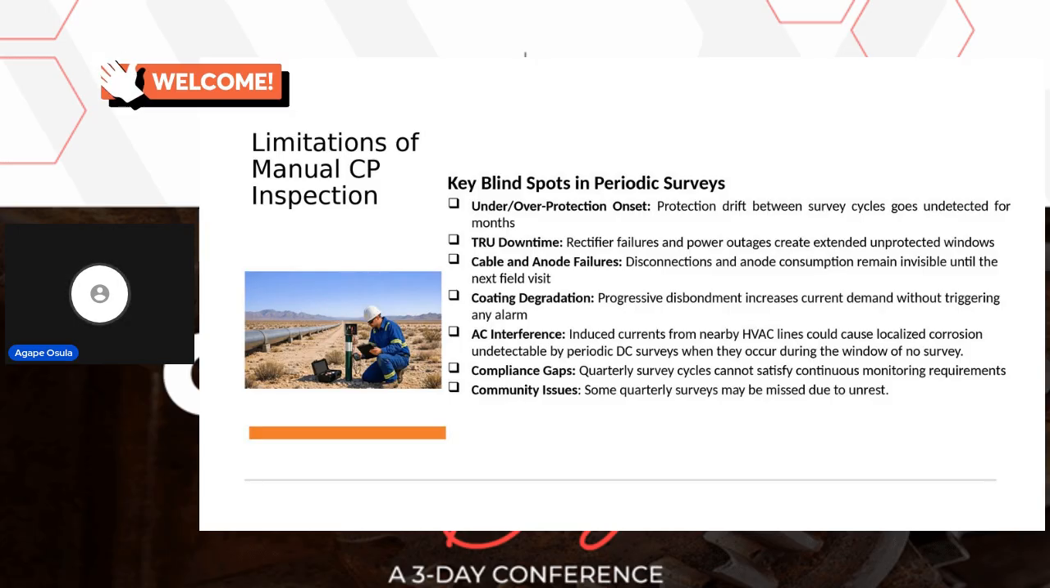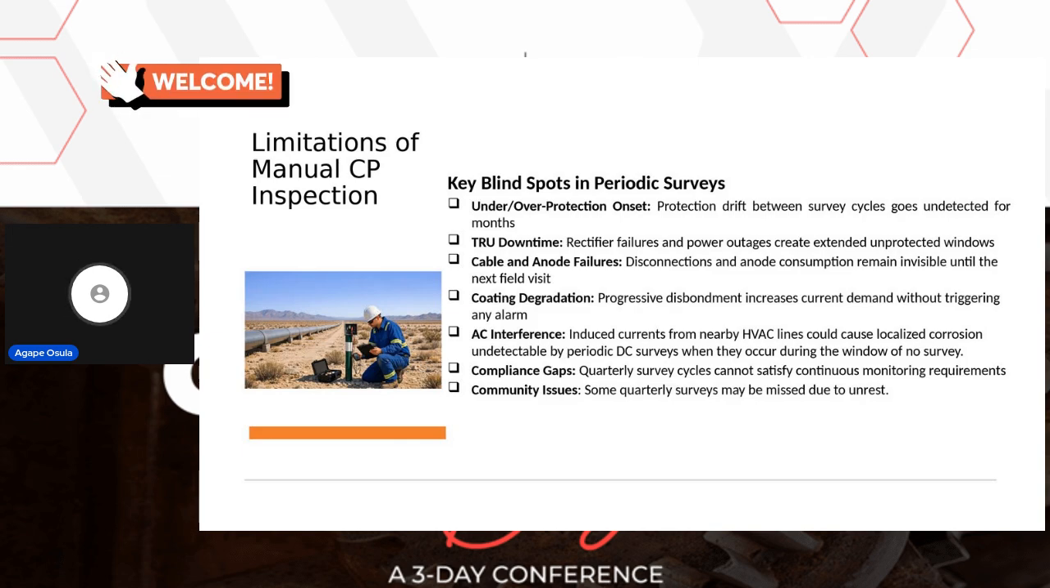So this is quite very important. Of course, you have the AC interference. Of course, when you're having this current from nearby, you would only know when you come to do your next survey. Of course, compliance gaps. Some people do quarterly limited potential measurement, and then for CIPS they do it every 2 years and the likes.